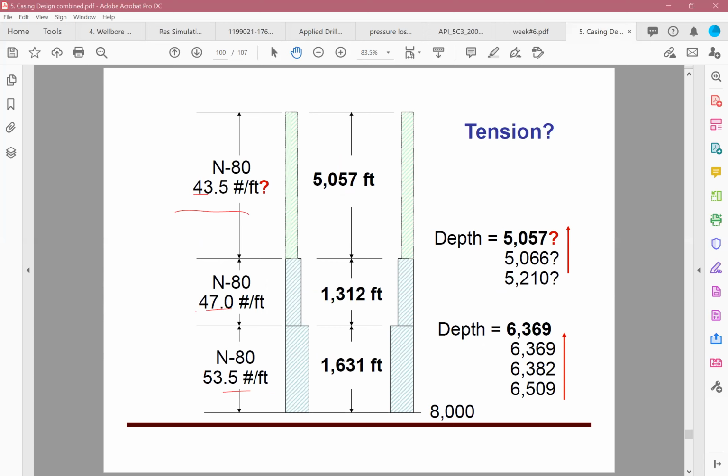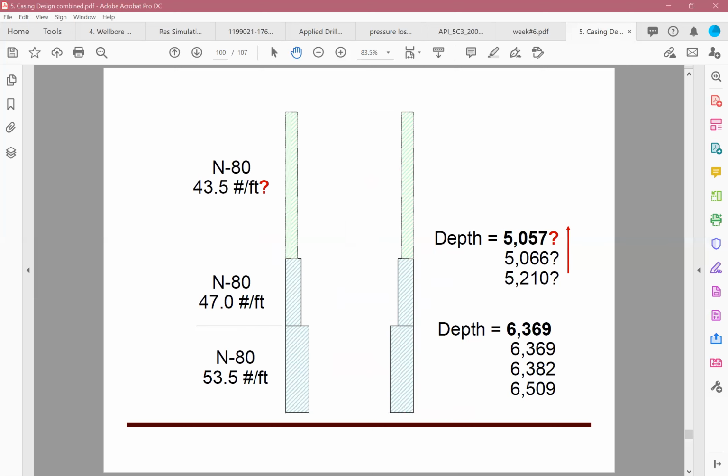All the designs that we do use a bottom to top approach. So you design for the bottom first, right? Remember, for the burst, we said, okay, I'm going to put the 53 from the bottom all the way to the surface. And then you said, 47 also satisfies my burst requirement. So let's find the depths for 47. You find the length of the 47. Once you decide about that length, you do the design for 43. So 3 steps of the design from bottom to top.